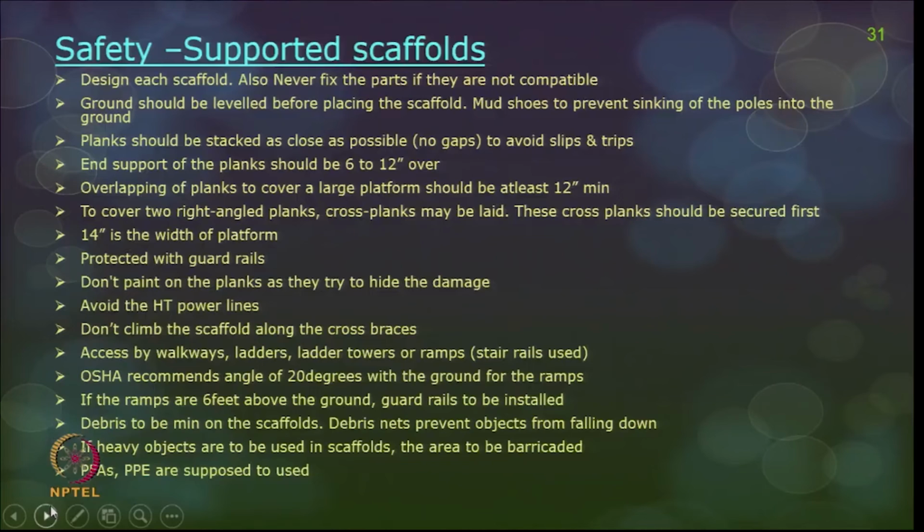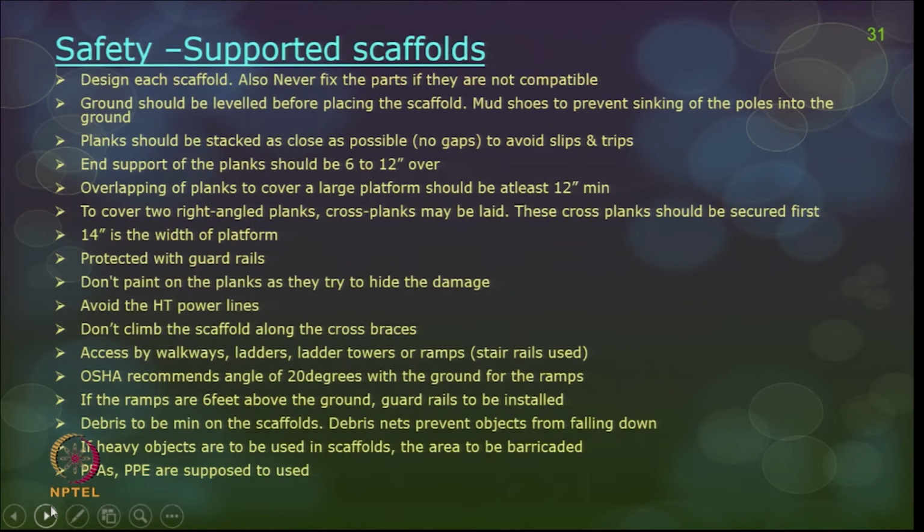Do not climb the scaffold along the cross braces, and always try to have access to the scaffolds either by ramps, stairs or ladders. Access by walkways, ladders, ladder towers or ramps should always be used. OSHA recommends an angle of 20 degrees with the ground for the ramps. If the ramps are 6 feet above the ground, then you should have a guardrail.